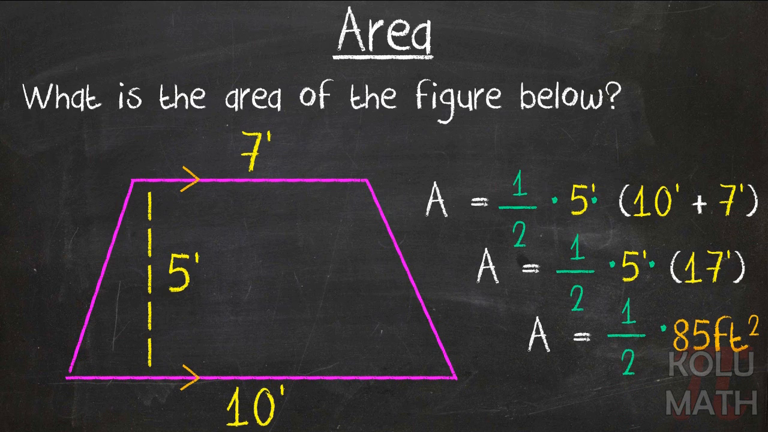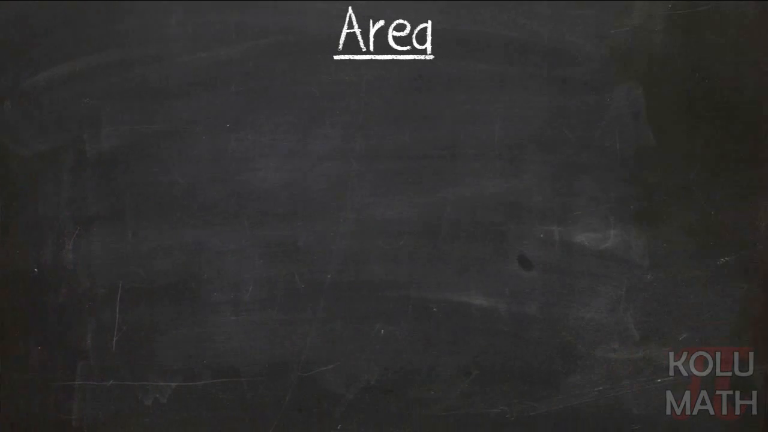We still have a half out front to deal with. Let's multiply 85 by a half. That gives us an area of 42.5 feet squared. Okay, just that simple. Let's review the procedure.